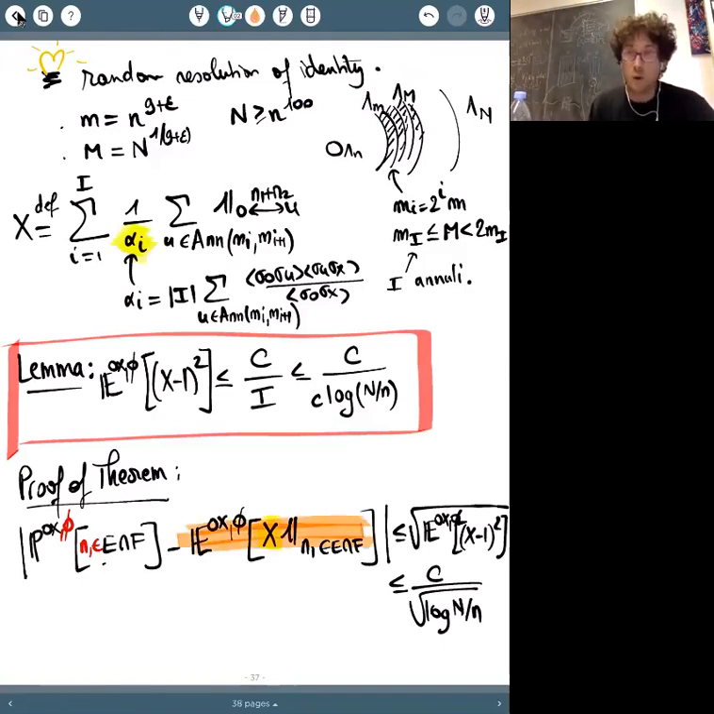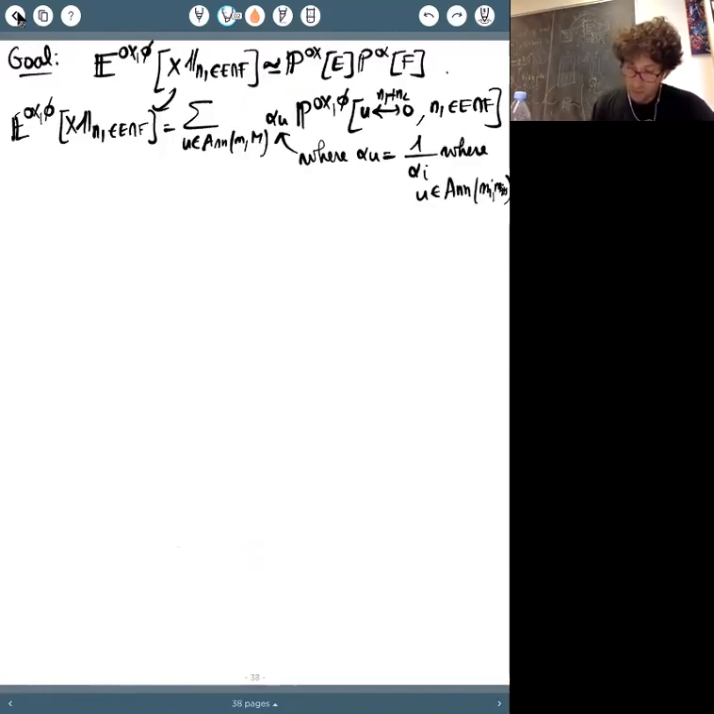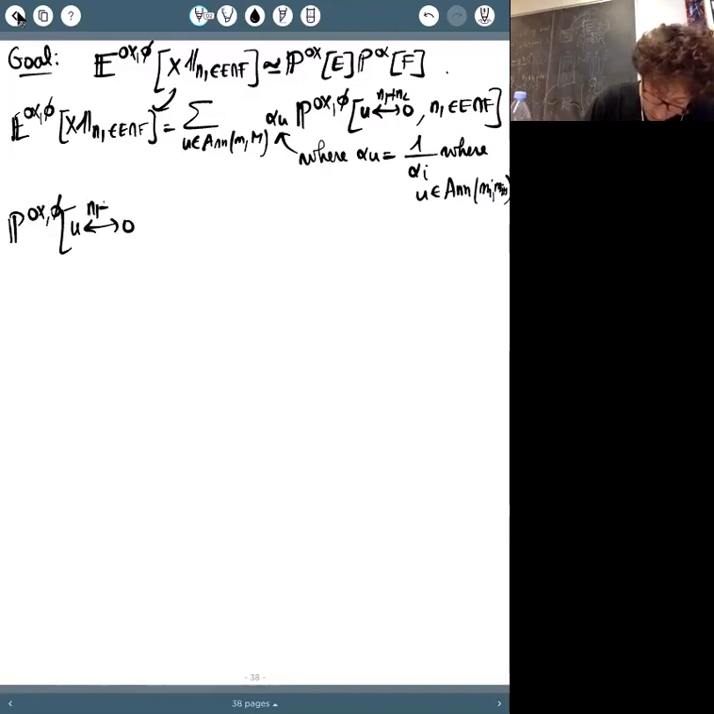So it's a sum over every x. And for each x, I get 1 over alpha I, and I get the indicator that 0 belongs to u. Okay? So now what I really want to be understanding is this type of quantity: u is connected to 0 in N1 plus N2, and N1 belongs to E intersected with F.